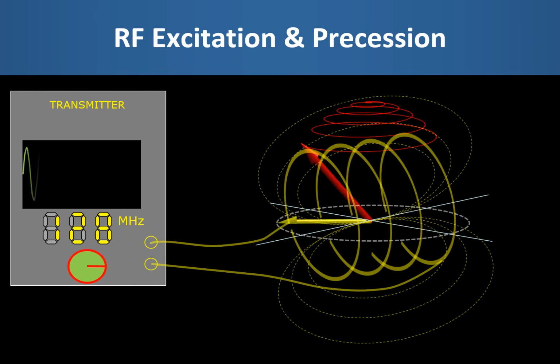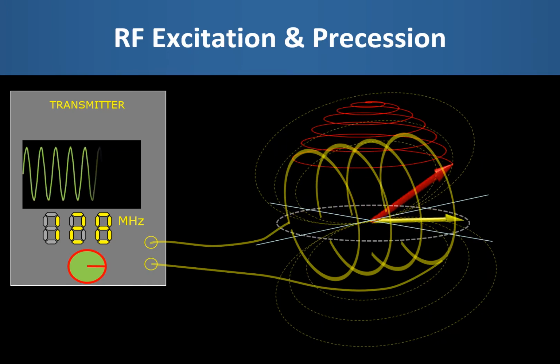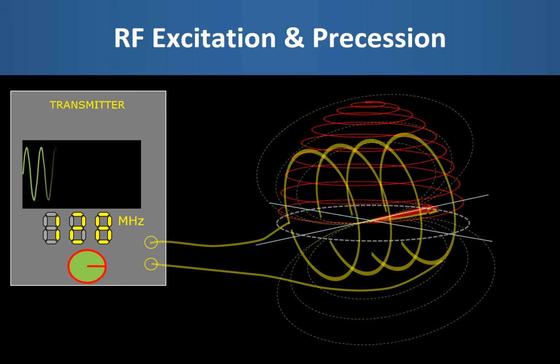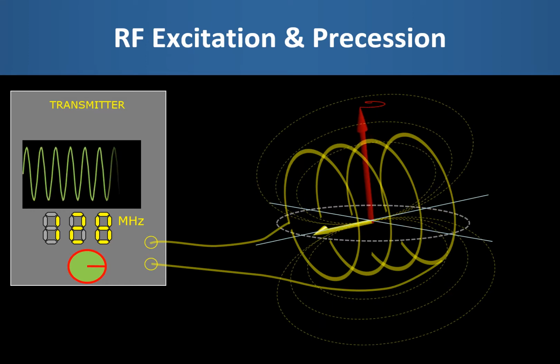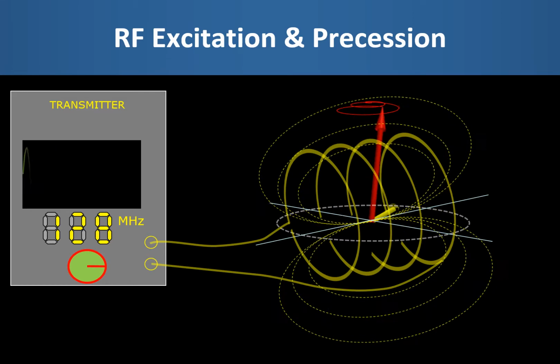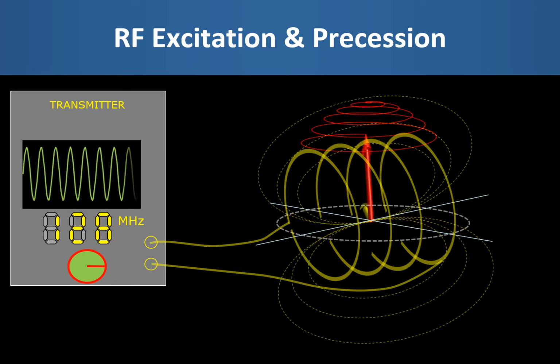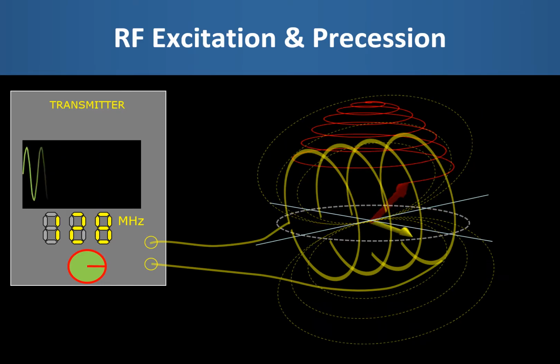The simplest arrangement is to apply an alternating voltage to a solenoid, thereby creating an alternating magnetic field inside the solenoid at right angles to B0. In this example, B0 is 3T, or 3 Tesla, so the alternating magnetic field is at 128 megahertz.